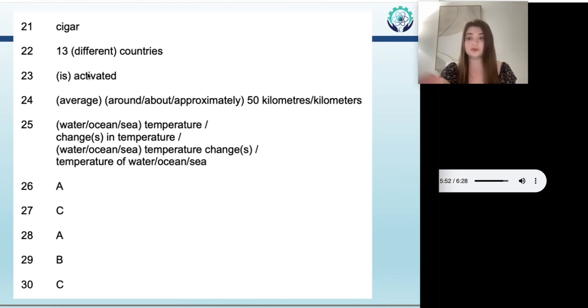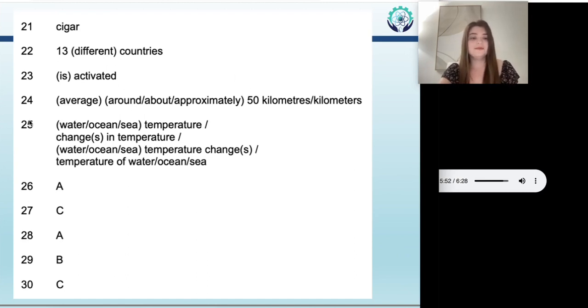23 was activated, which we also got. Or if we said is activated, that's also correct. For 24, we said 50 kilometers, which is correct. But if you said average 50 kilometers or average about or around or approximately 50 kilometers or just one of these words with 50 kilometers, all of those are fine as well. As long as we got 50 kilometers and we didn't get caught up in focusing on one of the other numbers that they talked about when they talked about the depth, right? We wanted to know the length, right? At certain distance, so we had to listen for 50 kilometers.